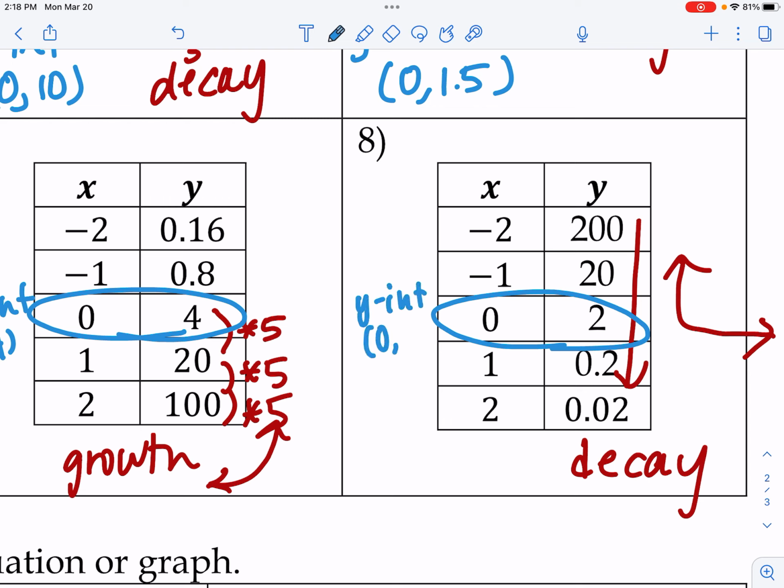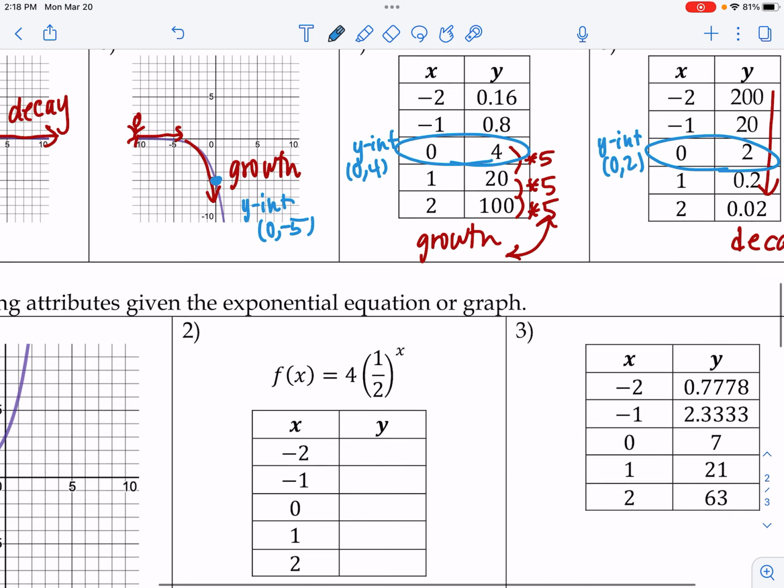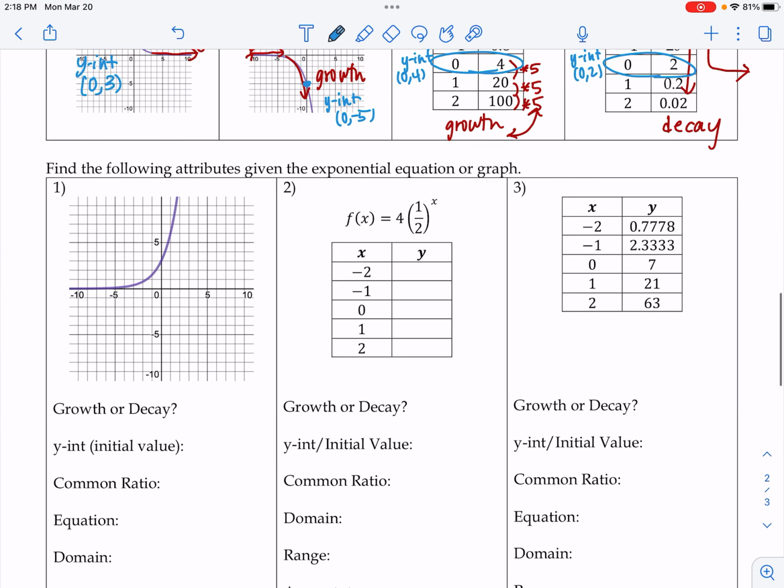Here, y-intercept is 2. All right, next set of examples.